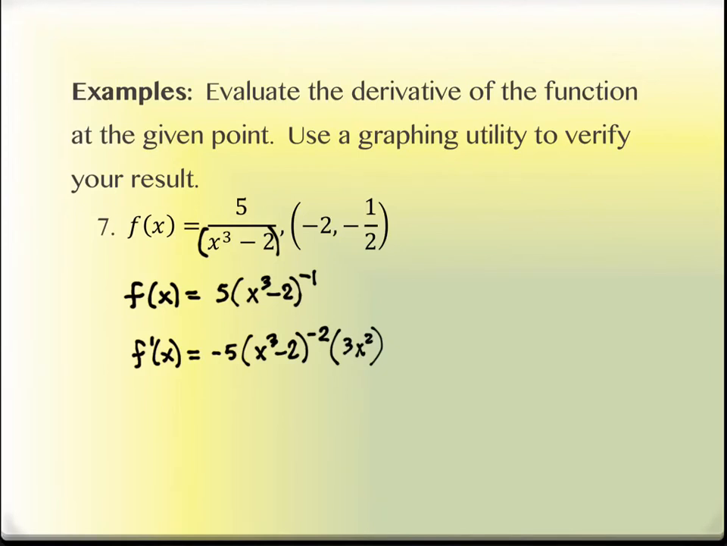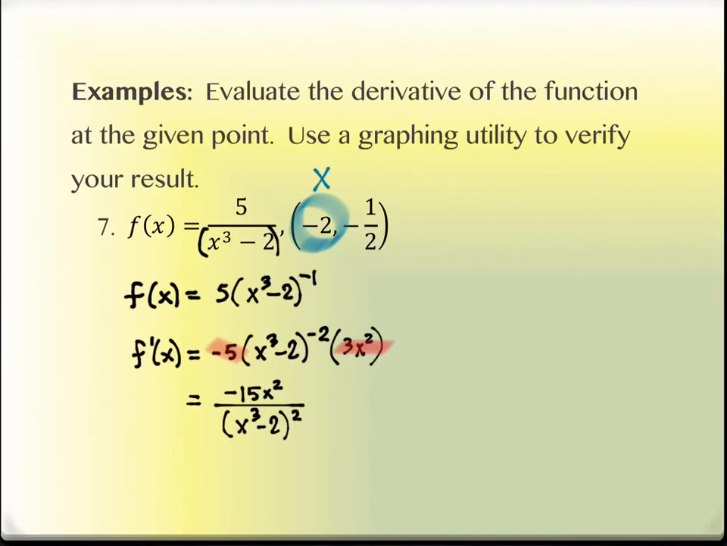I need to evaluate this. Technically, I don't have to clean it up to evaluate, but it's usually helpful. And this is one where it is helpful to clean it up just a little bit before I evaluate and plug in negative 2. So I'm going to do that. The negative 5 and the 3x squared will be on the numerator. So that's negative 15x squared. And then the piece that's to the negative 2 power will drop back down into the denominator. So x cubed minus 2, and it now will have the power 2. That's the only cleanup that can be done from an algebraic standpoint. And what we would be doing next is we would be evaluating it at x equal to negative 2.